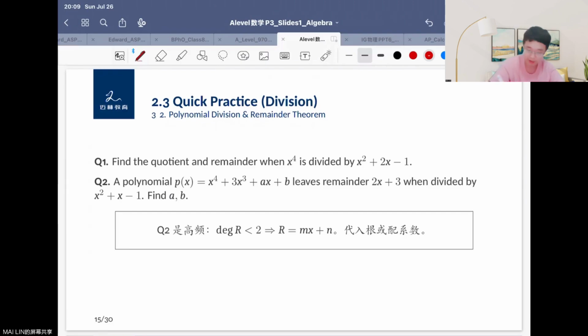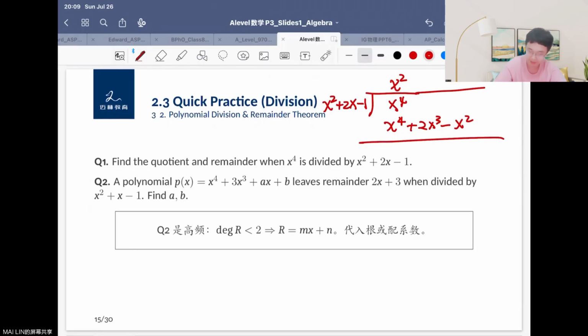So for Q1, you can say that we are using x power 4 over x squared plus 2x minus 1, right? Here you make sure it's x squared. It will become x power 4 plus 2x cubed minus x squared, right? After we make a minus here, that is minus 2x cubed plus x squared, right? And then we have to times the minus 2x, right? Then make sure it becomes 2x cubed minus 4x squared plus 2x, and then make a minus here.